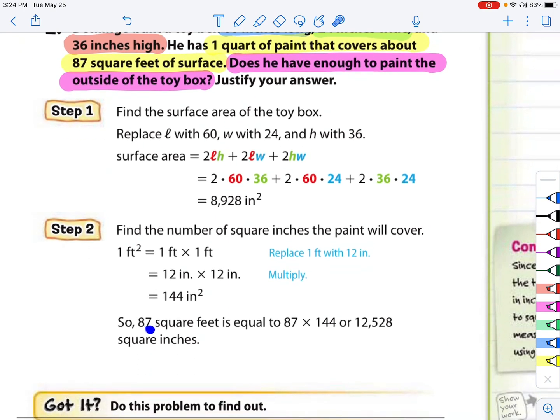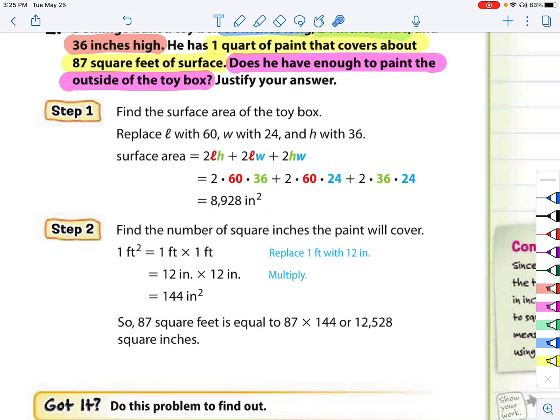We know that 87 square feet is equal to 87 times 144. Remember, this is the amount of surface area that 1 quart of paint can cover. So all we need to do is get our 87, multiply it by 144, and we'll get 12,528 square inches. Now, if you notice, this is our surface area, which is 8,928 square inches.